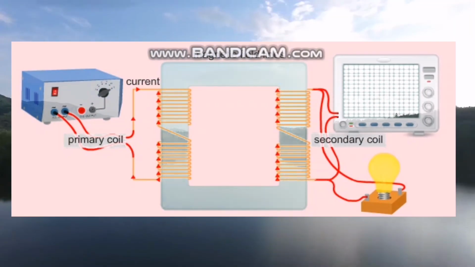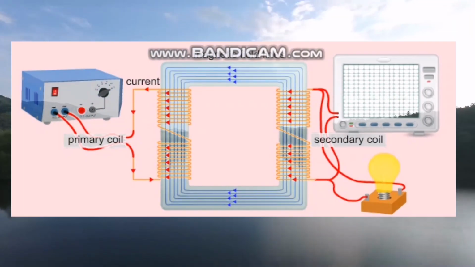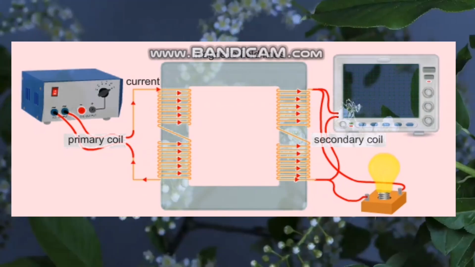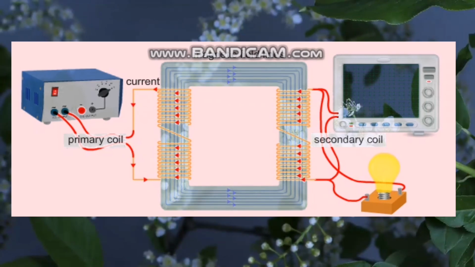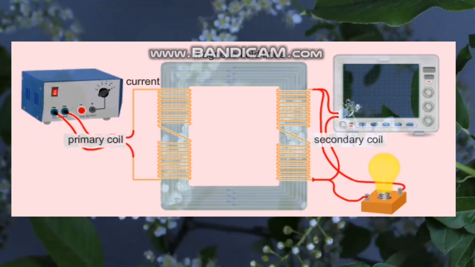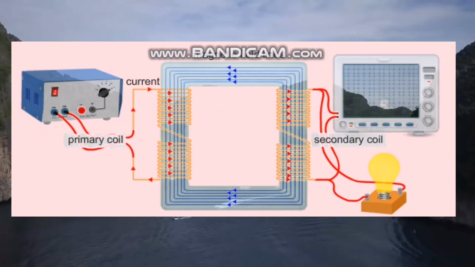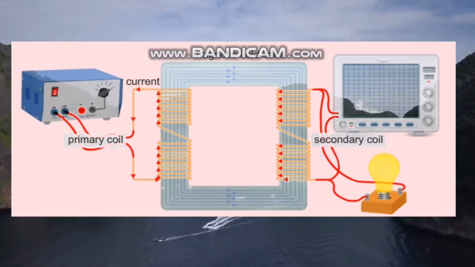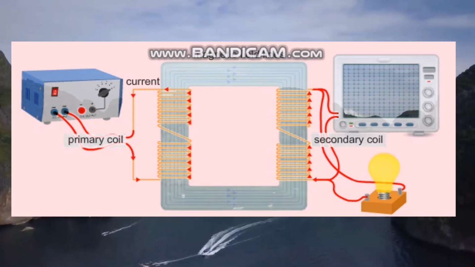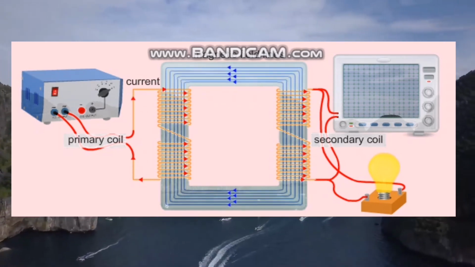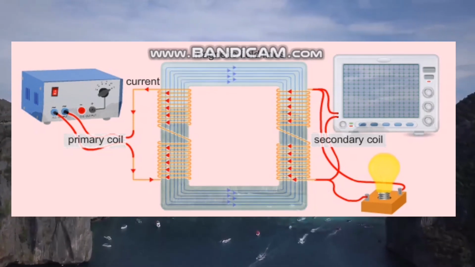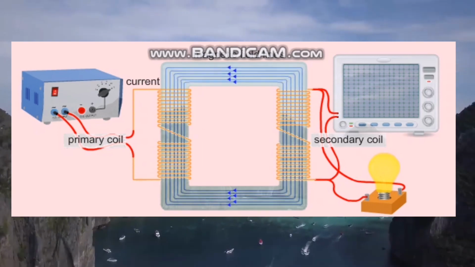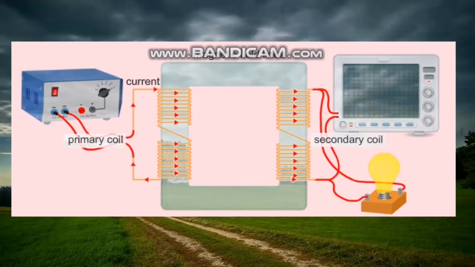A transformer consists of a primary input coil with Np turns and a secondary output coil with Ns turns. Both coils are linked magnetically by a soft iron core. An alternating current creates an alternating magnetic field in the core which links the two circuits. The alternating magnetic field in the secondary coil induces a current in the secondary circuit. A direct current voltage will not induce a current as there is no changing magnetic field in the secondary coil.